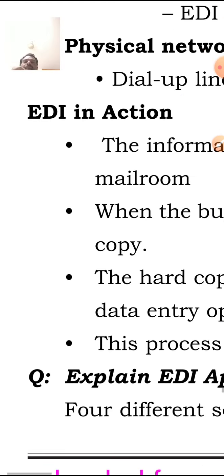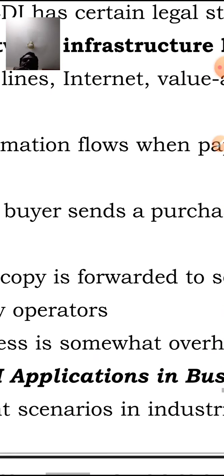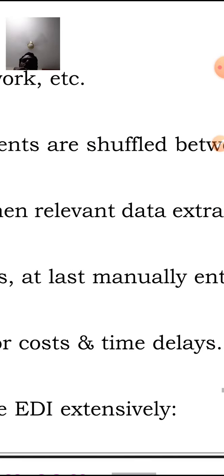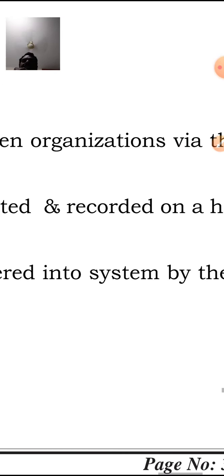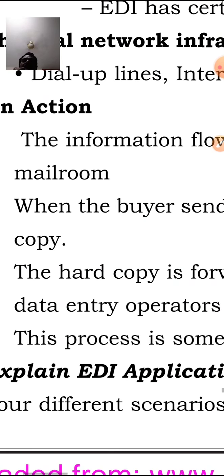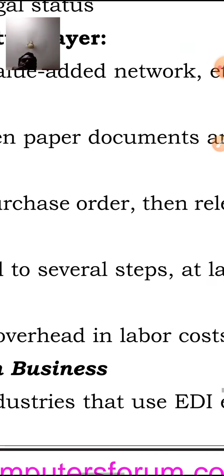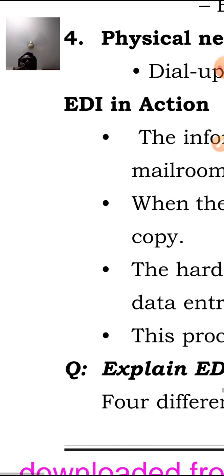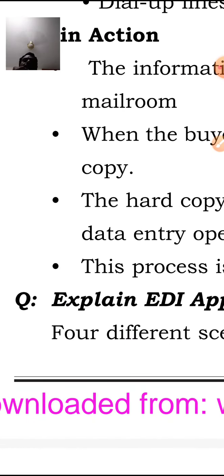So the main action of EDI application is the information flow, where paper documents are shuffled between organizations via the mail room, with the help of the email concept. The paper documents are converted into electronic format, and that electronic information is transferred from one source to the destination.